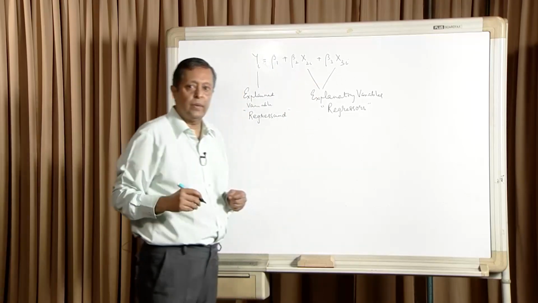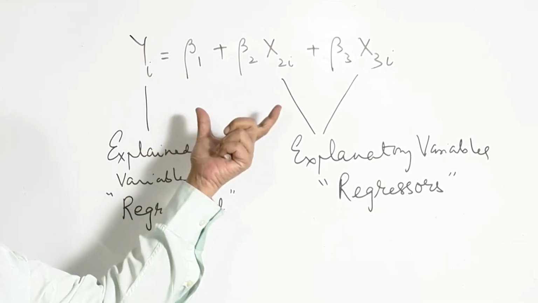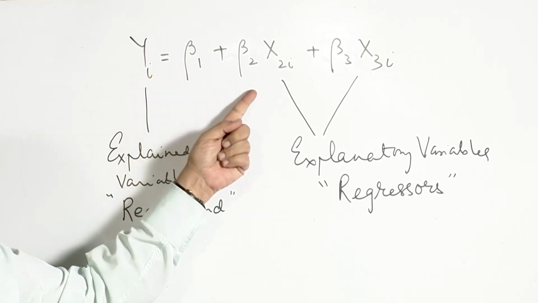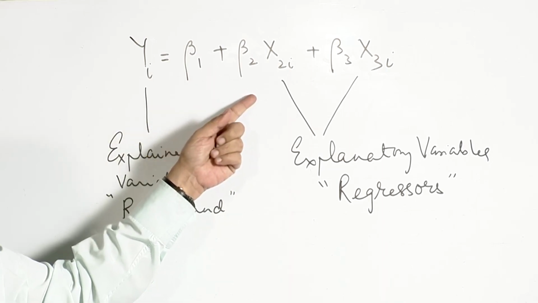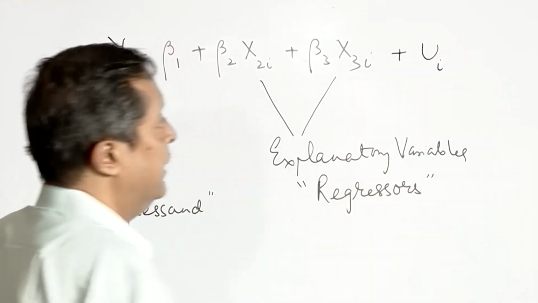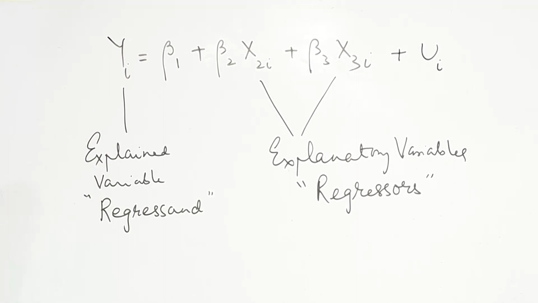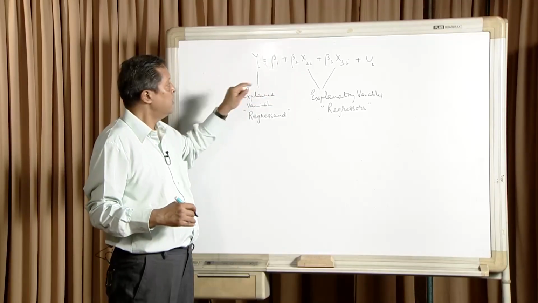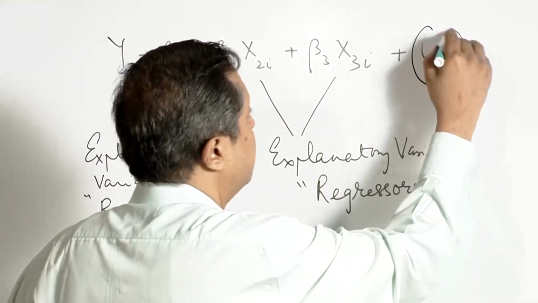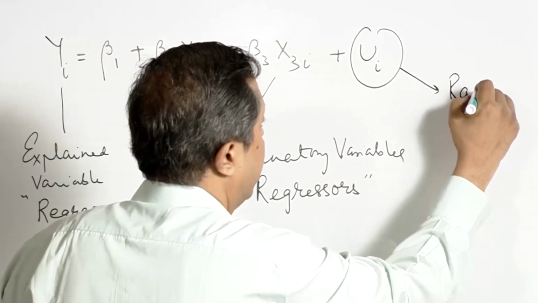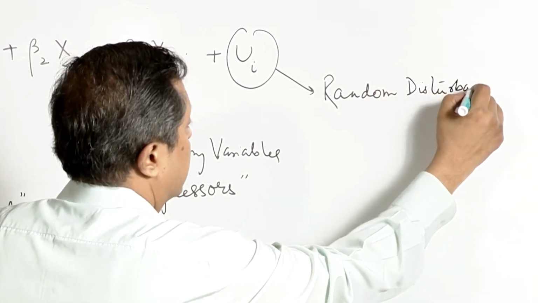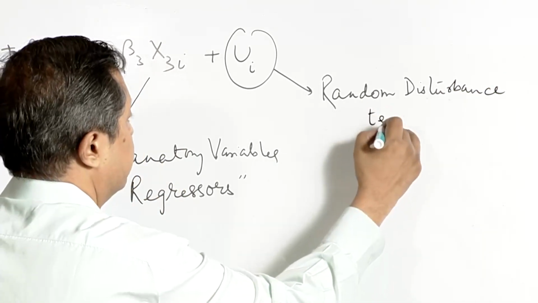But this expression, as we have written it, is an exact expression or a deterministic expression. Let us understand the difference between a deterministic expression and a stochastic expression. So, we introduce the random disturbance term u i and that now becomes a properly specified stochastic expression for y. So, y i depends on x 2 i, x 3 i plus a random disturbance. It is called a random disturbance term.